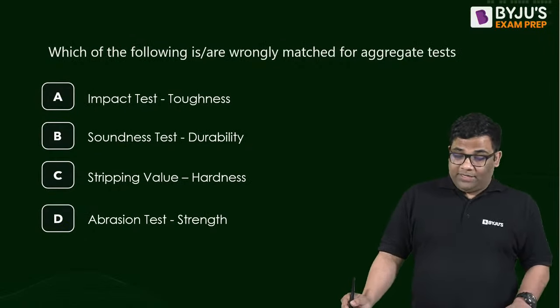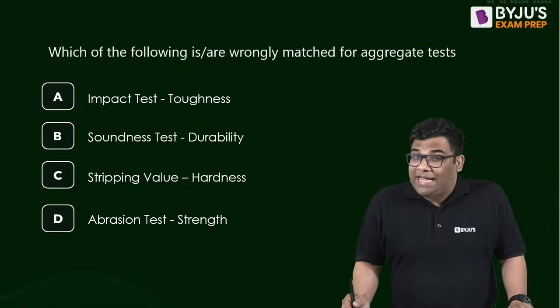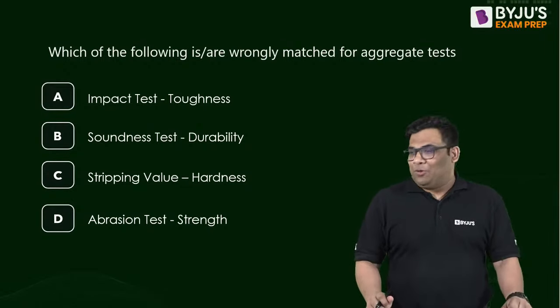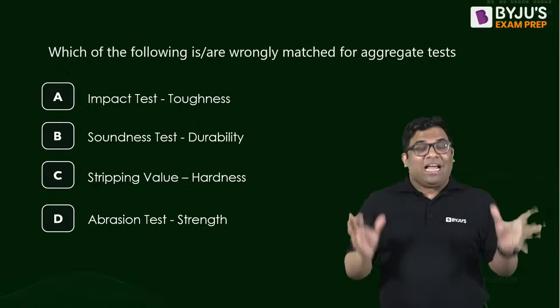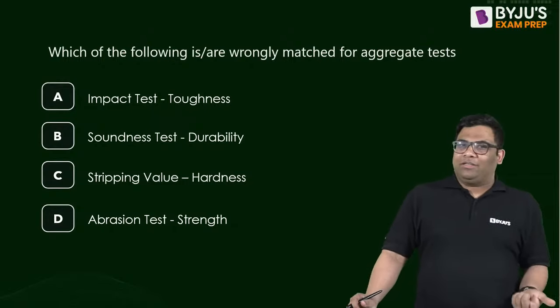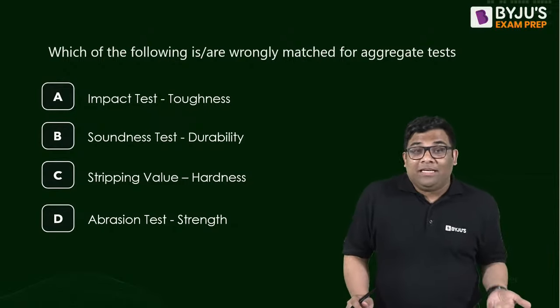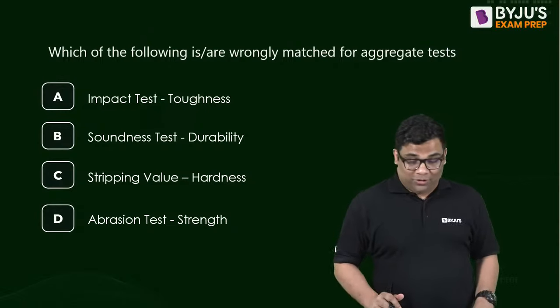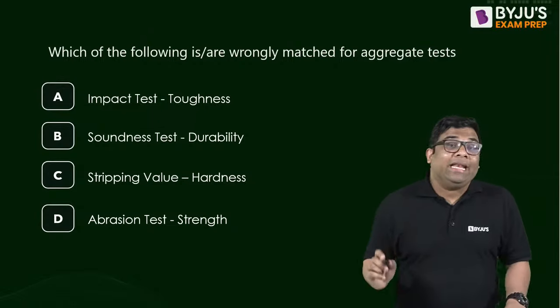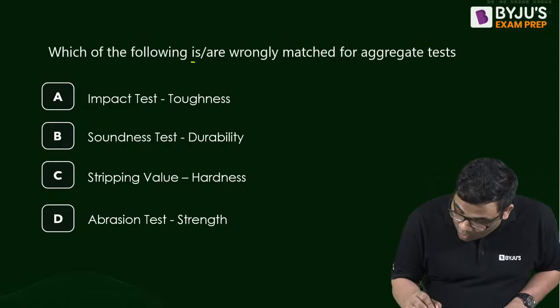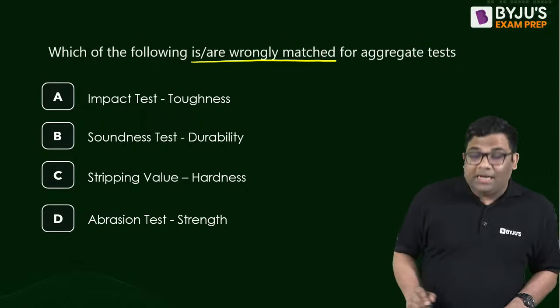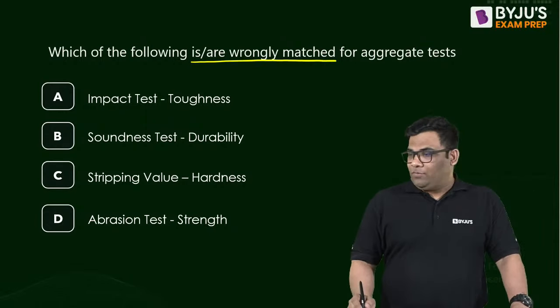The next question, which of the following is wrongly matched for aggregate tests? So some aggregates also. So everything I have tried to cover, you see: cement, concrete, the numericals from concrete, numericals from steel, now something on your aggregate also. So please answer this, and again, it is written wrongly matched. So please answer this question.